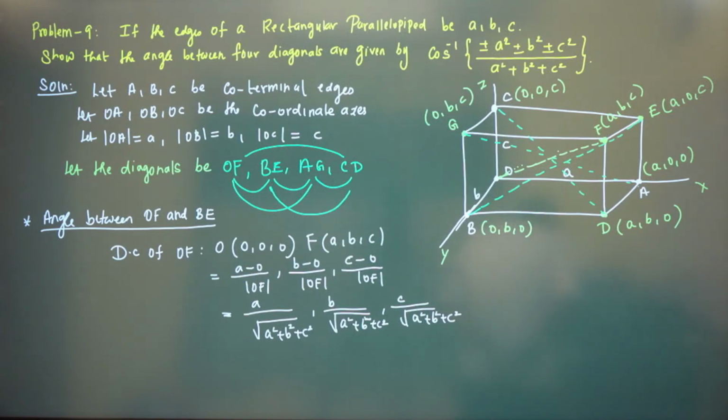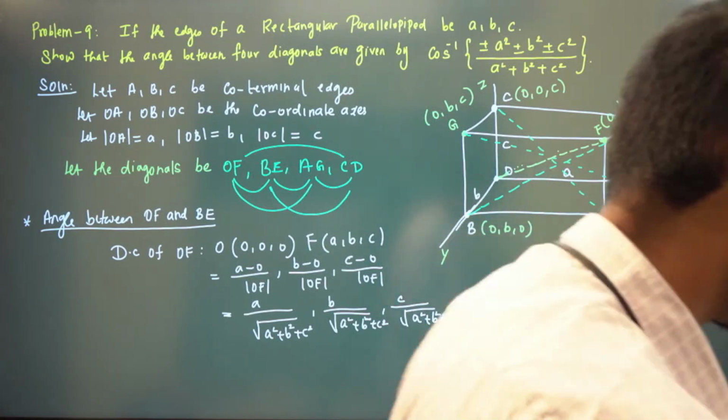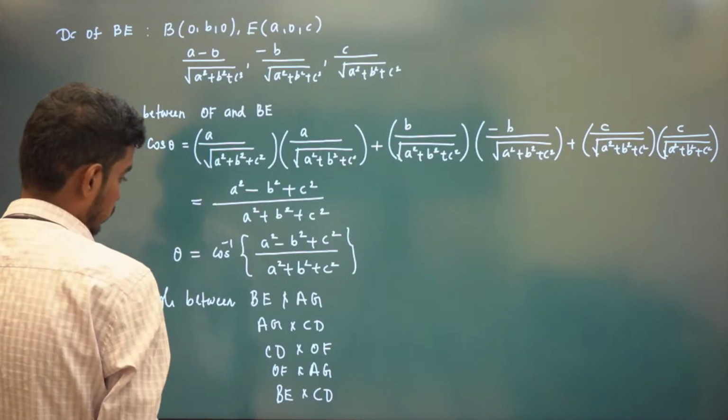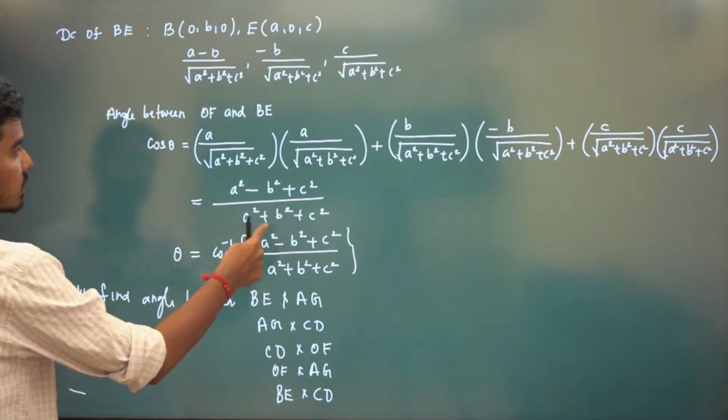You have to find the angle between 6 lines. I have found the angle between one of them, which is OF and BE. Similarly, you have to find the angle between BE and AG, AG and CD, CD and OF, OF and AG, and BE and CD, right? Similarly, find the angle between them, and you will get this pattern.